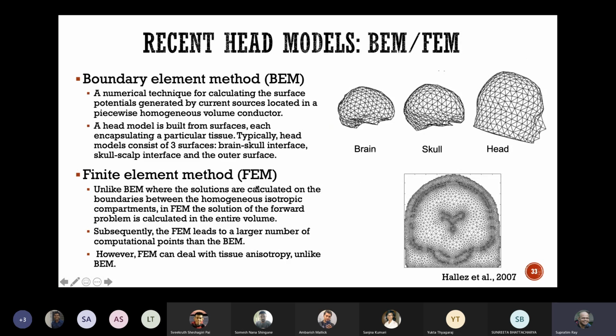You also have a finite element method, where you consider the different tissues as volumes, small volumes, not as surfaces. Here the math is even more complicated, but you can deal with tissue anisotropy.